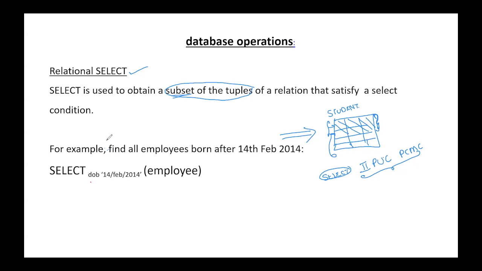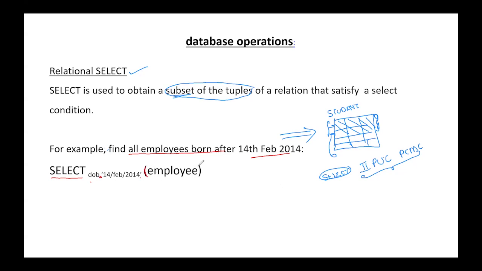There is an example given here: find all the employees born after 14th Feb 2014. So how am I going to write this? This is the way I will write. I will write the keyword select, then date of birth equals 14th Feb 2014, of employee.